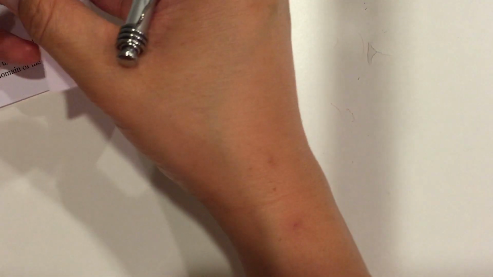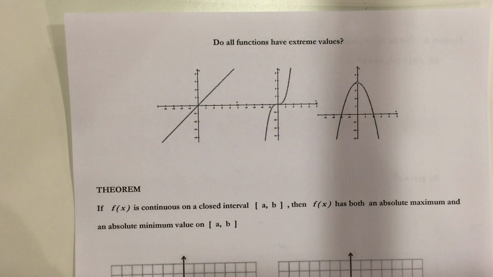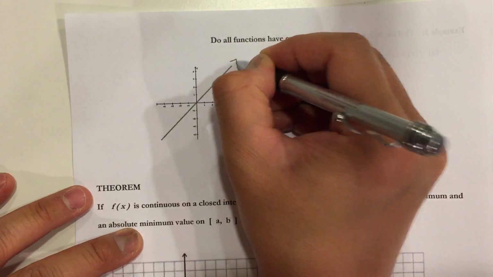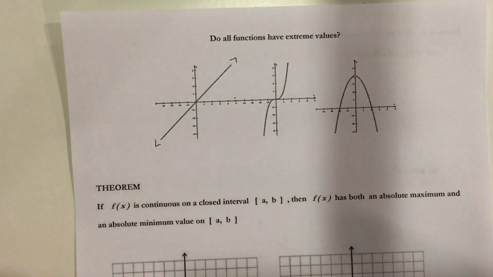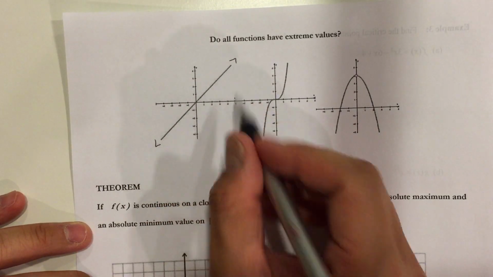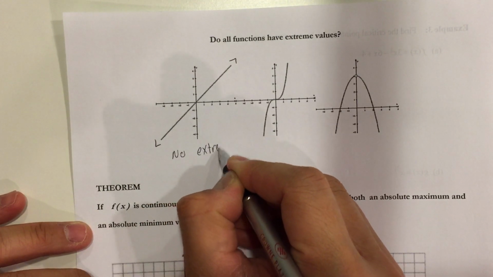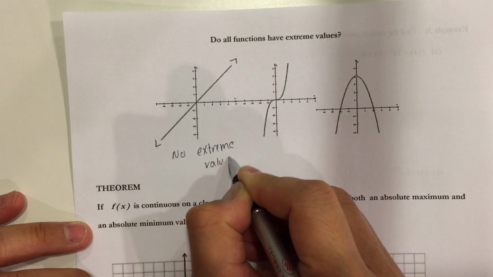Now, notice that not all functions have extreme values. For example, the function of a line goes on forever, and it does not have an extreme value because it doesn't have the highest value. The value continues to climb, and it doesn't really have the lowest value. So this function right here, no extreme value.